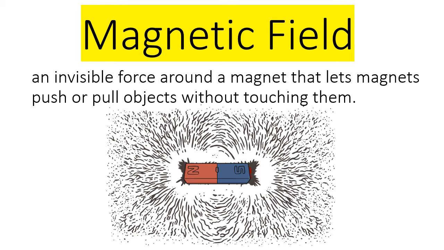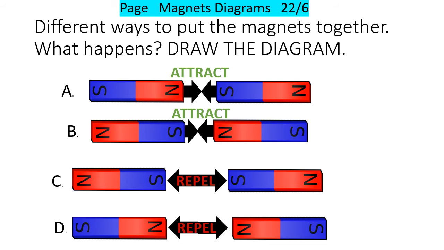What is magnetic field? Magnetic field is an invisible force around a magnet that lets magnets push or pull objects without touching them. So these are the different ways we learned that you can put magnets together. Okay, we talked about what happens. We drew the diagram in grade 3, but if you're in grade 5, this is just review for you.